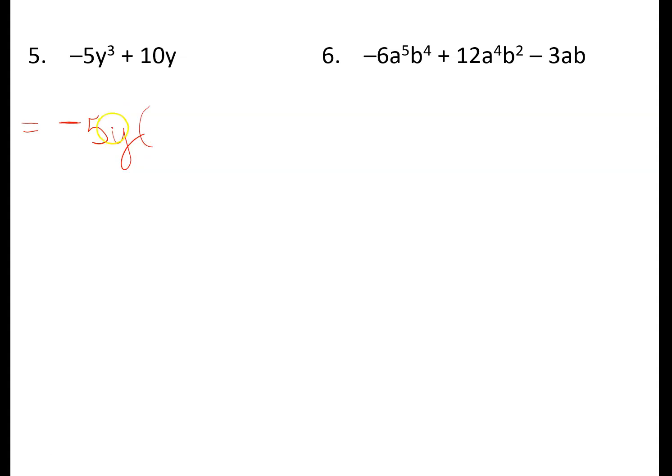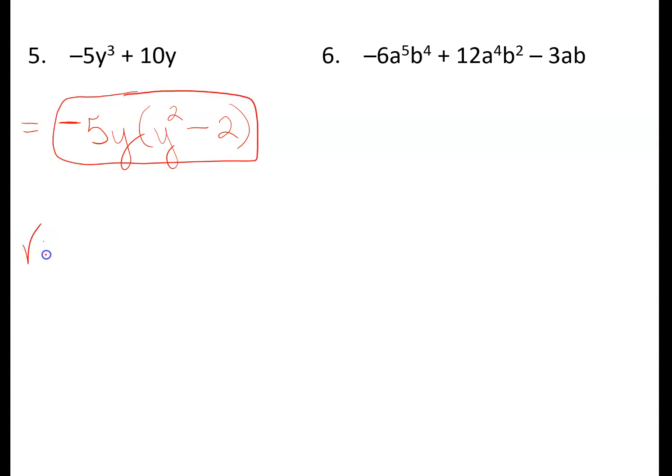And I divide by a negative, so be careful with your signs. So we're doing negative divided by negative is going to make this a positive. 5 divided by 5 is 1. Y cubed divided by y would be y squared. Now in the next term, it's positive divided by negative makes this negative. And 10y divided by 5y is just 2. And that would be our answer.